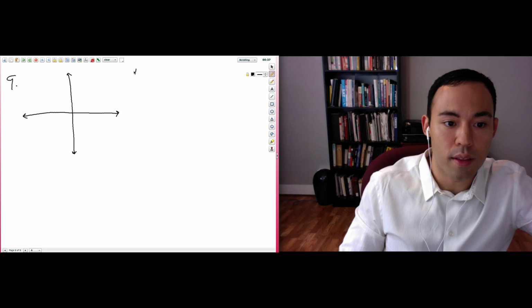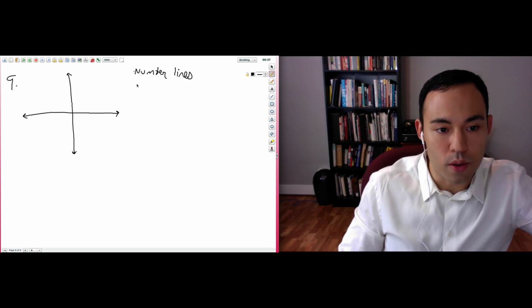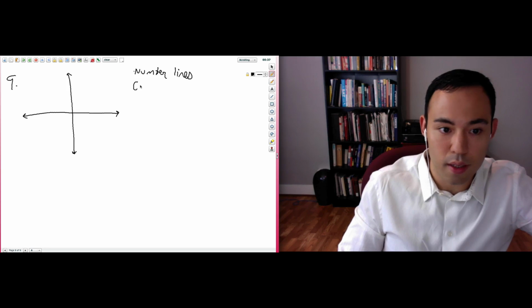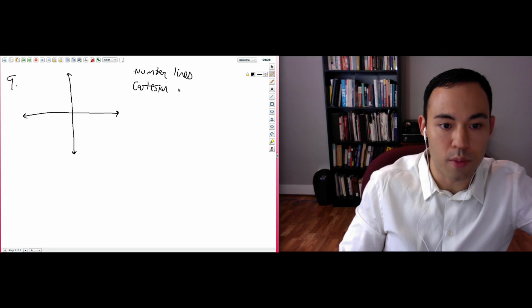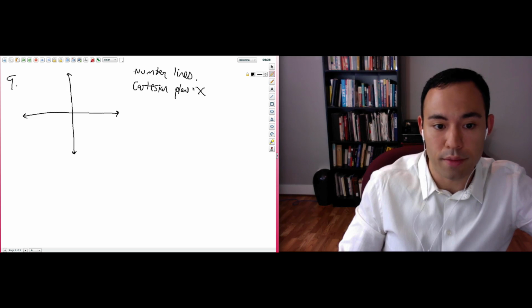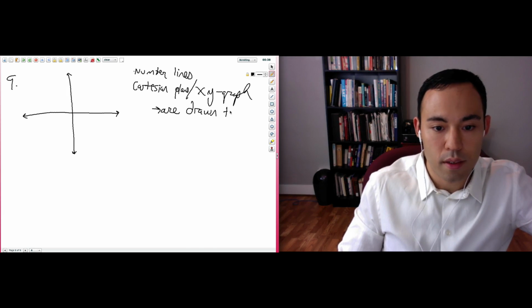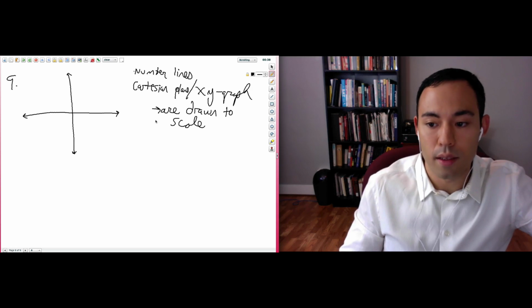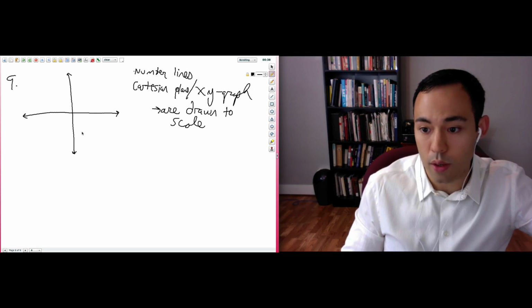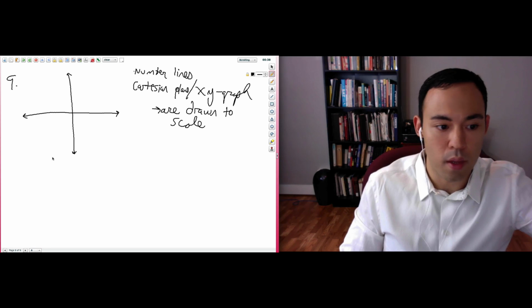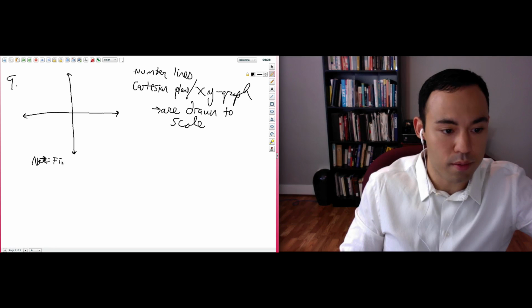Whenever you're dealing with number lines, or Cartesian planes, like this one, Cartesian plane just means an XY graph, whenever you're dealing with those things, they are drawn to scale. It's conceivable that one day the test writers would create a question in which they're not, but I've never seen it done, ever. If it were done, it would have that note, figure not drawn to scale.